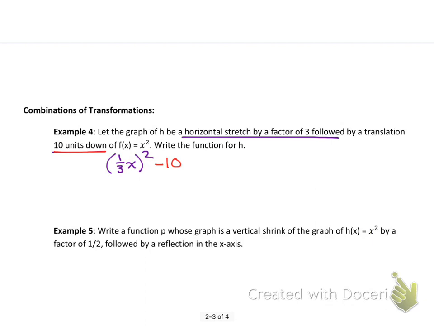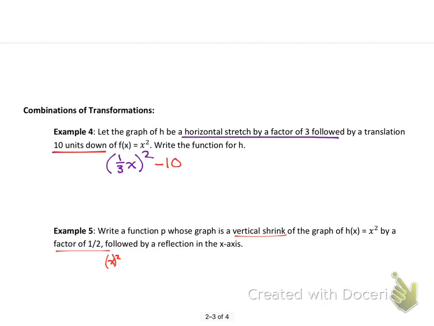Example 5. We have a vertical shrink of the graph of x squared. So it says by a factor of 1/2. So vertical shrink by 1/2. Well, that goes outside. Vertical goes outside. Remember, horizontal goes inside, vertical goes outside. So we have x squared, and the 1/2 is going outside.